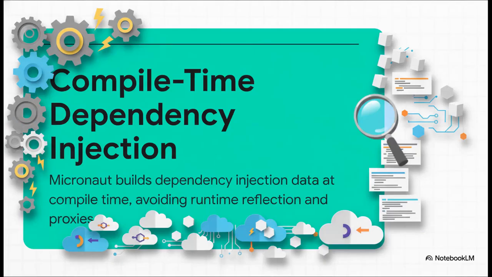Okay, so here's the secret sauce. Compile time dependency injection. It's a bit of a mouthful, but the idea is simple. Instead of waiting for the app to launch to figure out how all the different parts connect, Micronaut does all of that heavy lifting up front when you're building the project. And that one little shift, it changes absolutely everything.